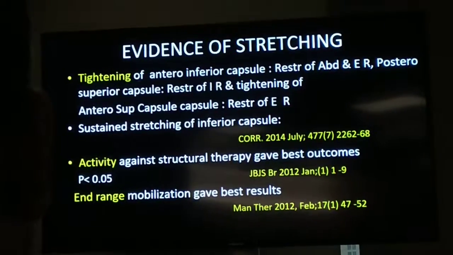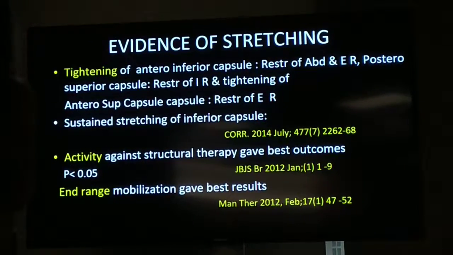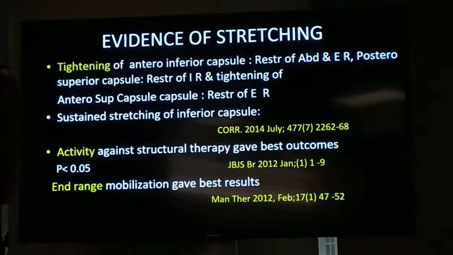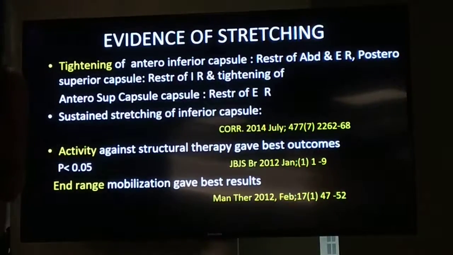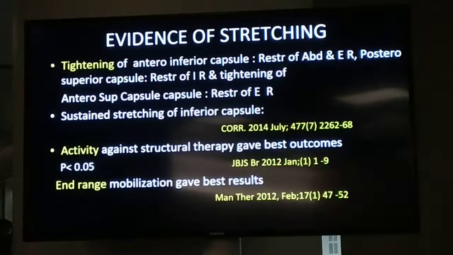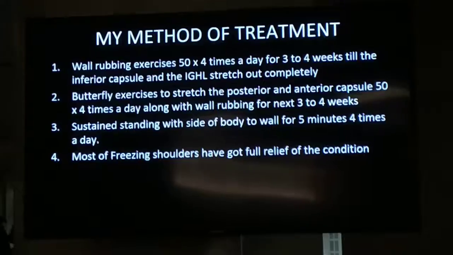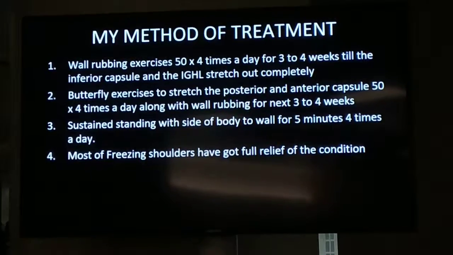So therefore the lateral capsule is never contracted because the hand is on the side of the table. First is the anterior inferior capsule and the posterior capsule. These have to be stretched, and stretching of this will give complete resolution of frozen shoulder if the patient comes early. What is my method of treatment?